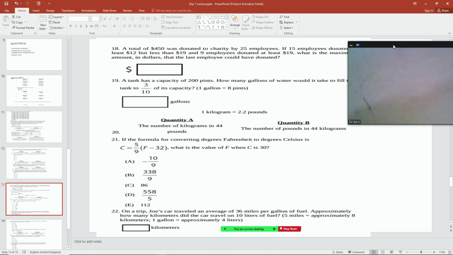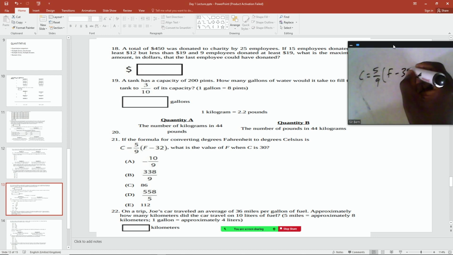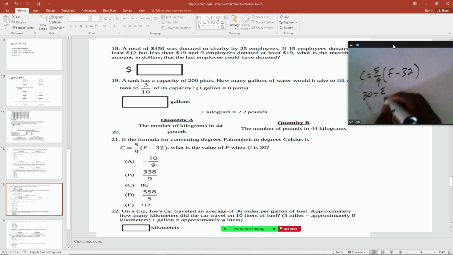Question 21. In question 21, the formula for converting degrees Fahrenheit to Celsius is C equals 5/9 times (F minus 32). What is the value of F when C is 30? So 30 is equal to 5/9 times (F minus 32). So 30 times 9 is 270, which we divide by 5, equal to F minus 32. 270 divided by 5 is 54. So 54 is equal to F minus 32. F is equal to 54 plus 32, which gives us 86. F is equal to 86. Our answer is C.